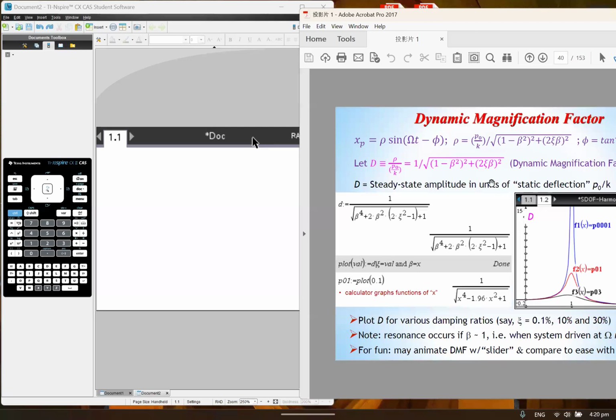Page 40, where the steady state response is found as rho, a constant, times a sinusoidal function of big omega t minus phi, the phase angle. And rho can be compared to the static deflection, and this ratio is fixed as a function of beta and zeta, both being dimensionless ratios. So we're going to use this formula now to solve our problem.